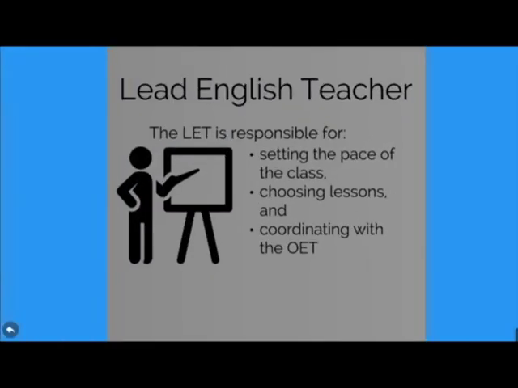The LET is responsible for setting the pace of the class and choosing lessons. This means that the LET regularly looks at the lesson menus provided and chooses what material should be worked with and what adaptations need to be made to better meet the learner's needs. The LET communicates all of this information to the online English teacher, or OET. The OET and LET should work together to figure out the best use of the materials, but ultimately the LET decides what materials are used and in what order.